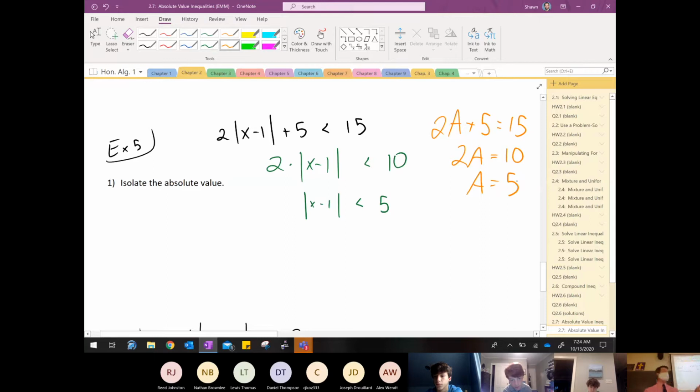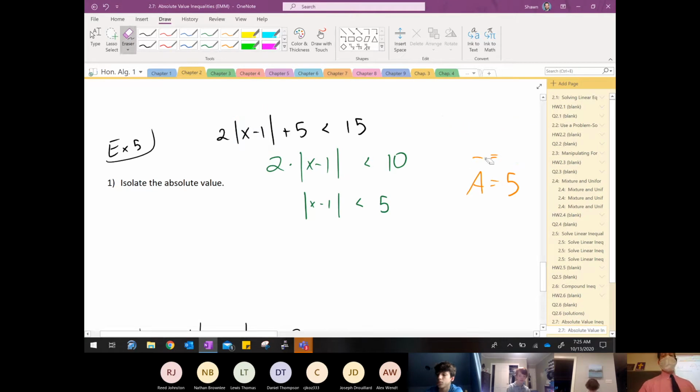Well, that's all we're doing over here on the left in green. That's the same exact thing. You're just pretending like this is the variable that you're isolating. That's step number 1 of our process. We want to get the absolute value by itself, and nothing could be simpler than that.